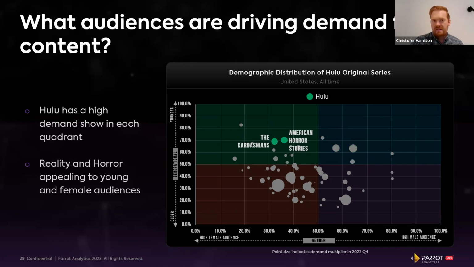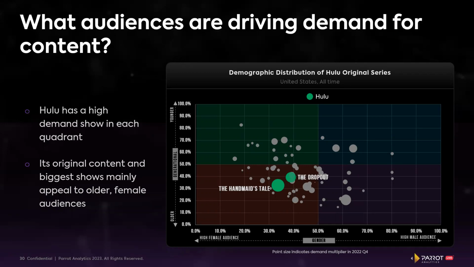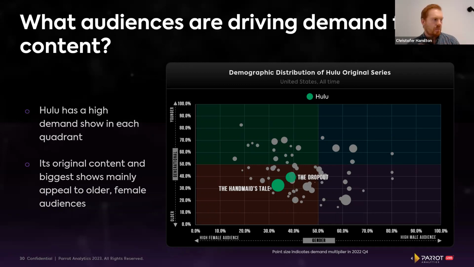And in the upper left quadrant, so these are targeting younger females, we see American Horror Stories and The Kardashians. We know that reality and horror tend to appeal to young female audiences, so they're doing the job of filling out that quadrant for Hulu. And even though Hulu has something in every quadrant to appeal to all of these demographics, we still see a high concentration of its original series in the bottom left quadrant, so that's appealing to older women, and in fact its two most in-demand shows of the year, The Handmaid's Tale and The Dropout, are firmly in this quadrant, appealing to older women audiences.